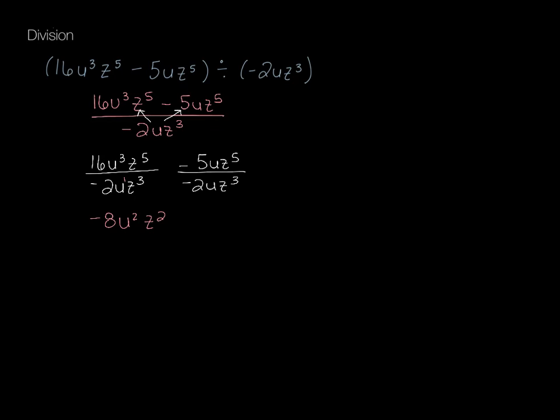Here, I can't evenly divide negative 5 by negative 2, and you don't want to give a decimal. So you just leave that as a reduced fraction, but remembering that a negative divided by a negative is going to give you a positive 5/2. Here, because the u's have exactly the same power, they'll cancel. And then again, 5 minus 3 gives us z squared. And there is our solution.